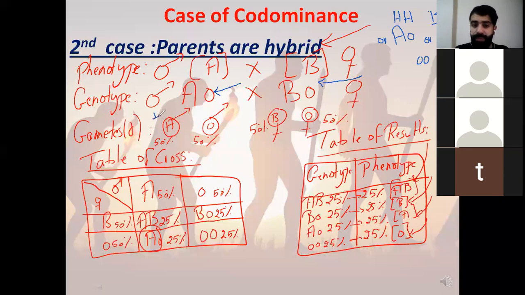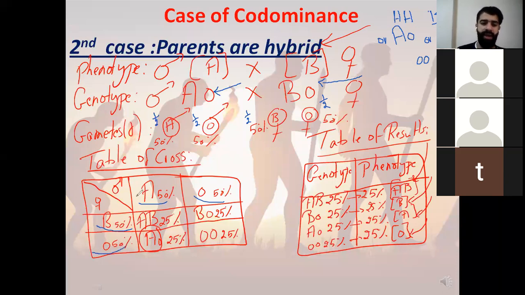So if I use proportion, pay attention to this: 1/2, 1/2, 1/2, and 1/2. This depends on the exercise and depends on the given. If I give you a proportion in the given, you have to use proportion. If I give you percentage, you have to use percentage. Moving now to the table of cross. The gametes of the male, they are A 50% or O 50%. Here, female B 50% or O 50%.